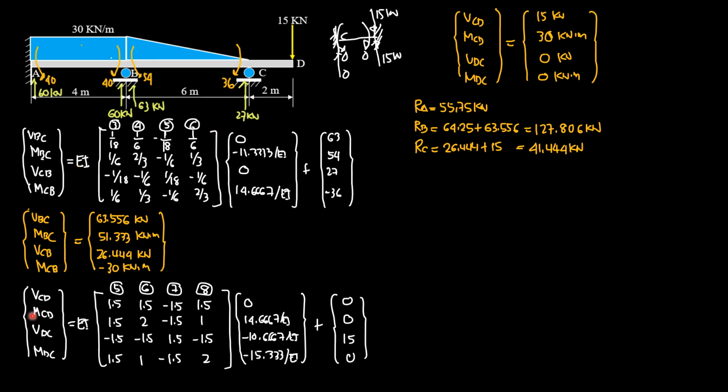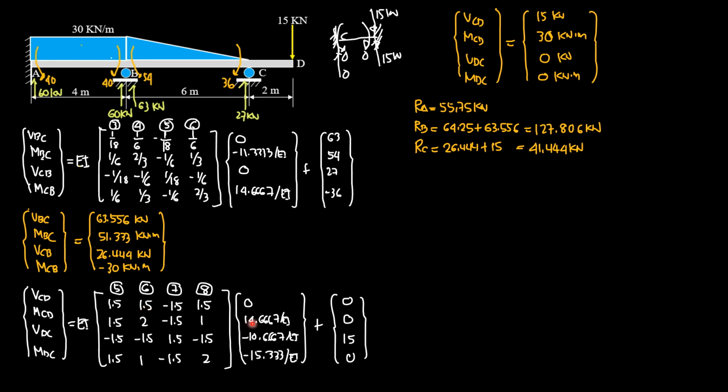Finally, for CD, we have stiffness of CD copied, then displacements delta C 0, theta C 14.667 over EI, which is this, then delta D negative 10.6667 from the preceding slide, then theta D negative 15.333 over EI. Then this will be the fixed forces: 0 force reaction, 0 moment, then 0 moment, positive 15, then 0 moment.